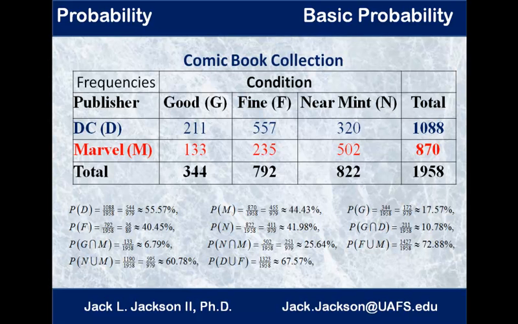We could have also found that in a slightly different way, since we already have some partial sums. We could take the fine number of 792 and add the 133 plus 502. Or we could have taken, probably the easiest way, the three red numbers we've already added up for the Marvel total of 870, and all we have to do is add on to that the 557 that are fine but DCs. Notice, however, you cannot add just the 792 and the 870, because that would count the 235 comics that were Marvel and fine twice. So be sure that you count all that are fine and all of them that are Marvel together, but don't count anything twice. In a similar manner, we found the other probabilities there.